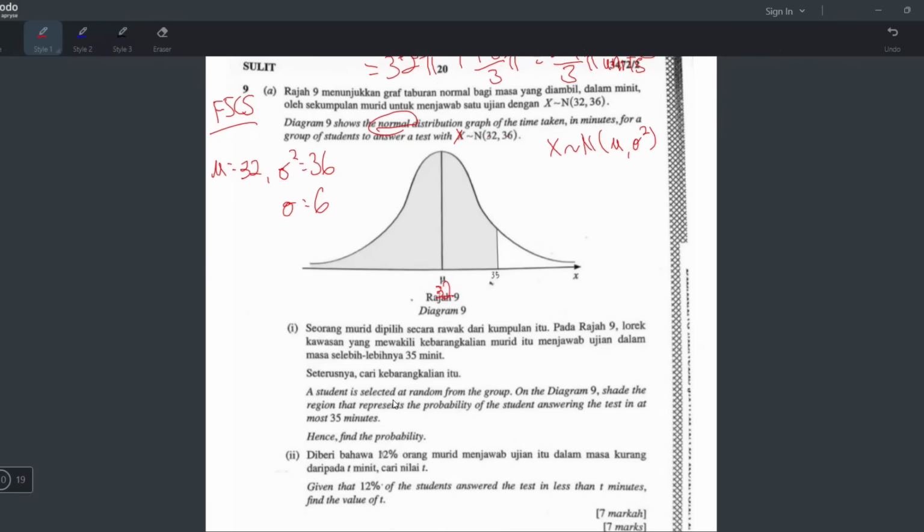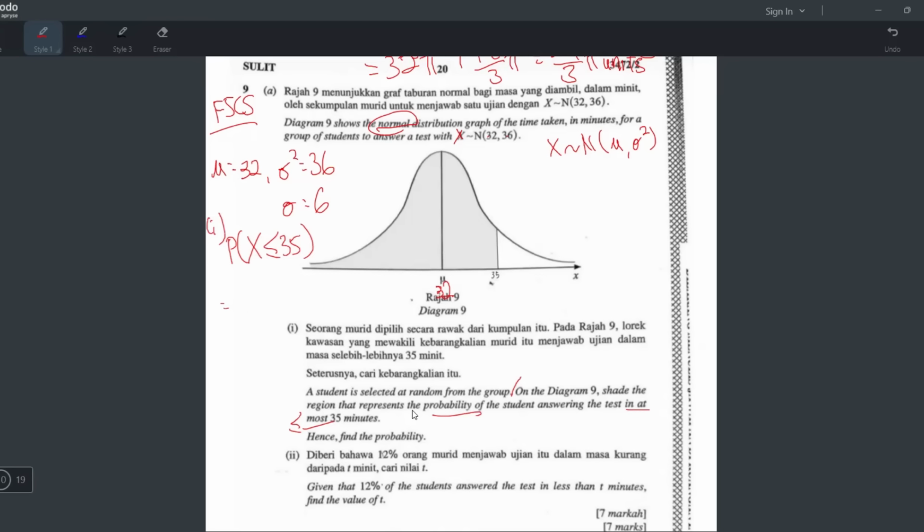Okay, now let's see. Number one, a student is selected at random from the group. On diagram 9, shade the region that represents the probability of a student answering the test in at most 35 minutes. Hence, find the probability. All right, question 1, they are actually asking you to find the probability of a student answering in at most 35 minutes. So you need to understand at most, what its symbol is. Smaller equals. So what they want is the probability for X, and the X actually represents answering time, the time taken for the student to answer, and they want at most 35 minutes, so smaller equals 35.